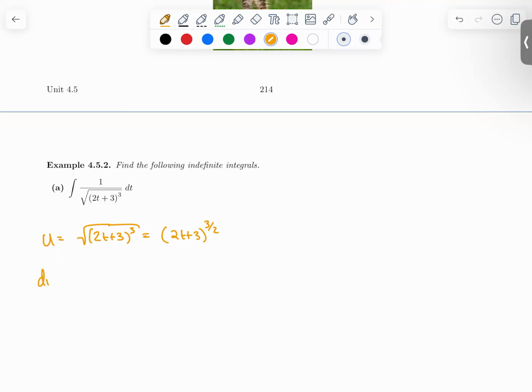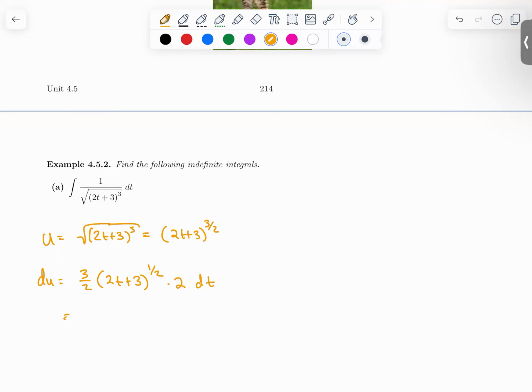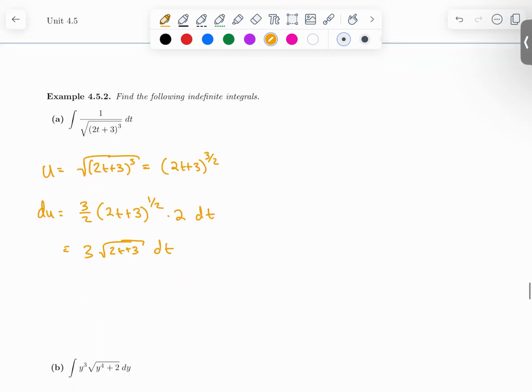Then du would equal 3/2 times (2t plus 3) to the 1/2 times 2 by the chain rule times dt. So that's really 3 times the square root of 2t plus 3 dt. Solving for it, you get that dt is equal to 1/3 square root of 2t plus 3 du. And if I were to try and finish that, I get 1/u times 1/3 square root of 2t plus 3 du. And there's nothing for it to cancel, so this isn't probably going to work out. There's nothing that's going to get rid of that square root.